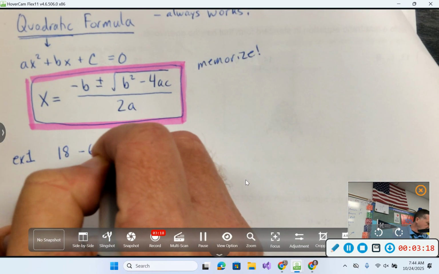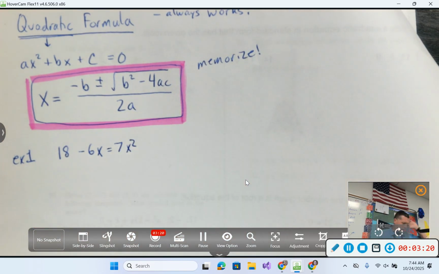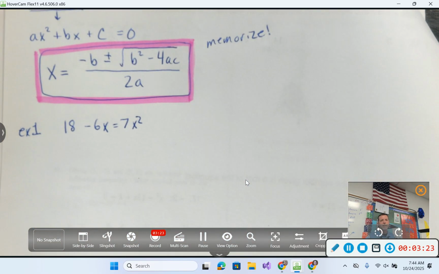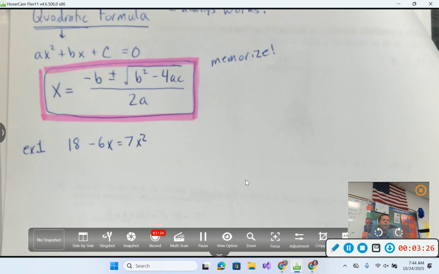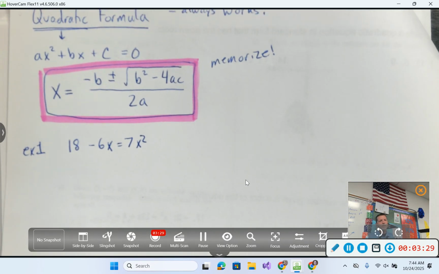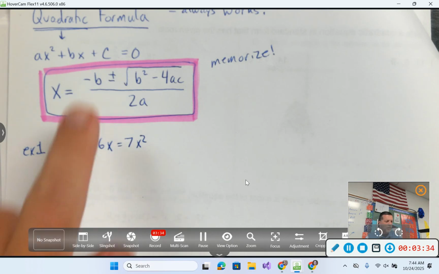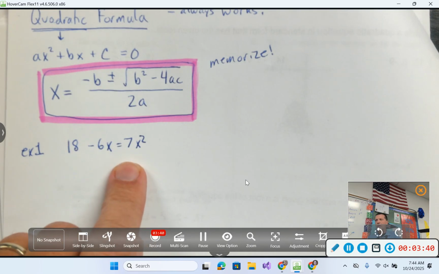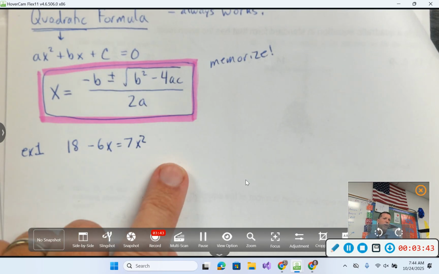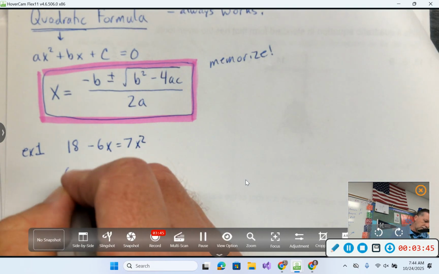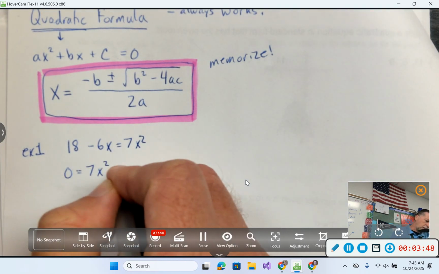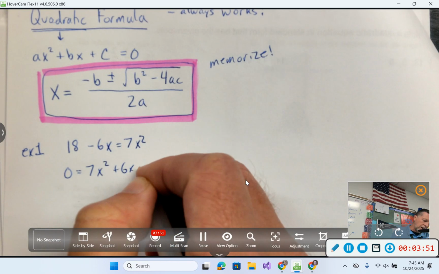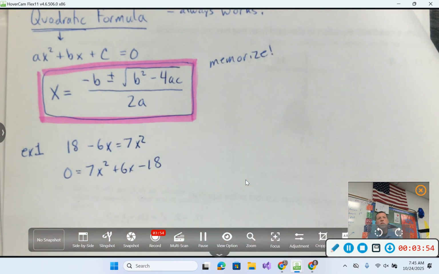18 minus 6x equals 7x squared. Okay, any idea why we don't really want to use the formula just yet? Yeah, I need to move it over so it equals 0. It doesn't really matter which way I move it. I generally like my x squared to be positive, so I'm going to move it over to the right side to keep the 7x squared positive. But it works either way, so if you wanted to move the 7x squared over and make it negative, that would be fine too. But I'm going to move the 6x over, the 18 over.